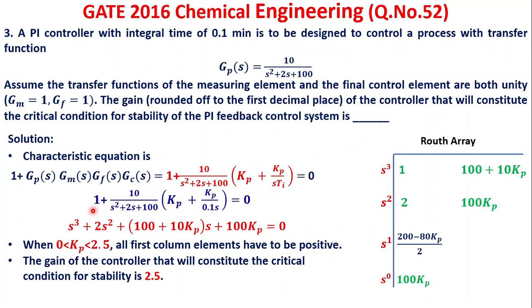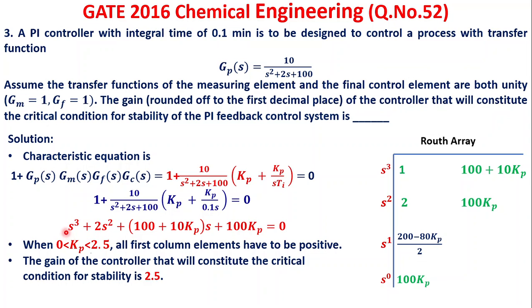So 1 plus 10 by S square plus 2S plus 100. Anyway, Gm and Gf are 1, so that is 1 here. So Kp plus Kp by 0.1, yes, because Ti is given to be 0.1. That's all. So you take LCM and simplify. This is the characteristic equation. That means we have to formulate the Routh array.